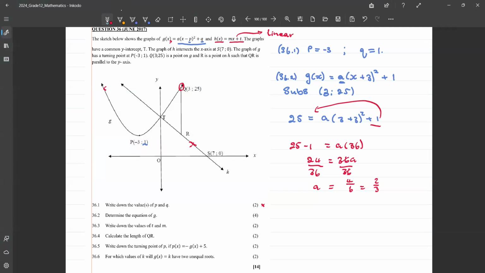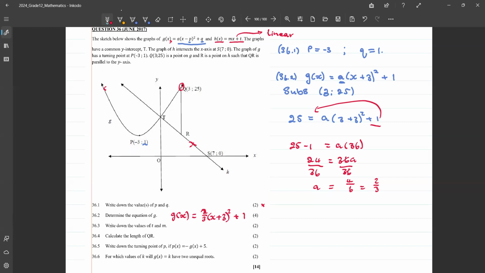Now we can write the equation. If you rewrite the equation, you can write it the way it looks. So we just write g of x equals, the a value is 2 over 3, into x plus 3, all squared, plus 1. So that's going to be the equation of our g of x.